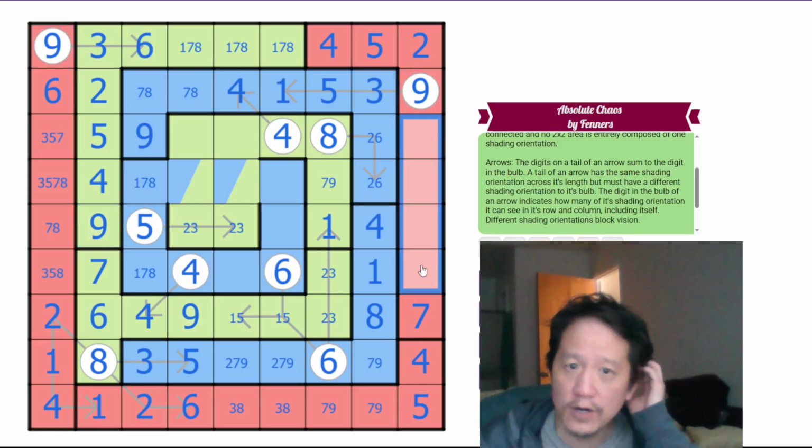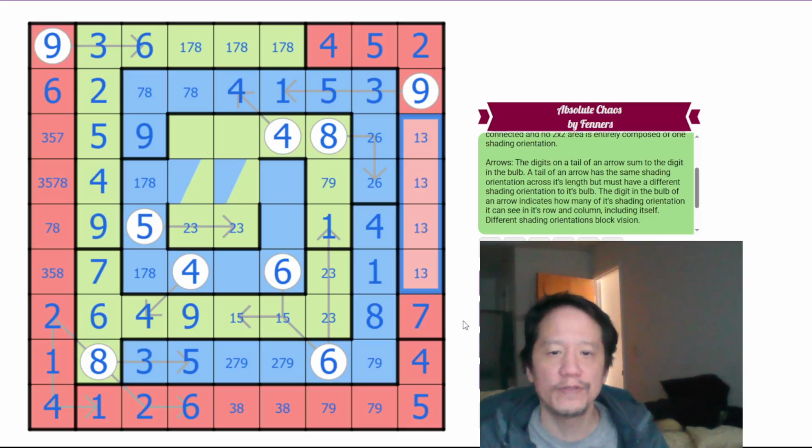The rest of column 9 is 1, 3, 6, or 8. This can't be 1. These can't be 1. This can't be 6. This 1 means this can't be 1. Where's the 1 in column 3? It has to be here. So this can't be 1. Where's the 1 in column 9 then? It has to be here.